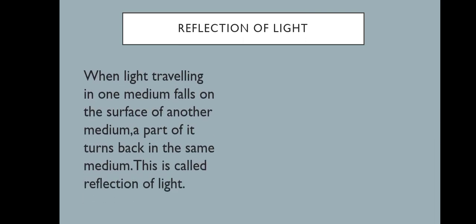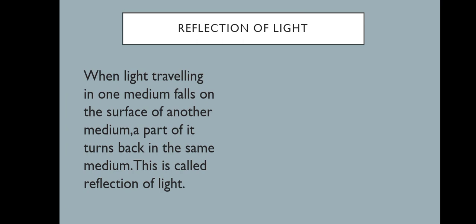Reflection can be defined as when light traveling in one medium falls on the surface of another medium, a part of it turns back in the same medium. This is called reflection of light. Here we are using the term medium. You are familiar with this term as we used it earlier in the first unit while discussing water waves. I have told you before that a medium is a substance through which waves can travel. It can be solid, liquid or gas.